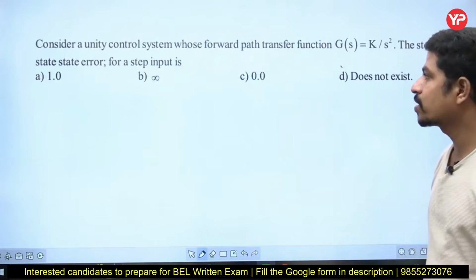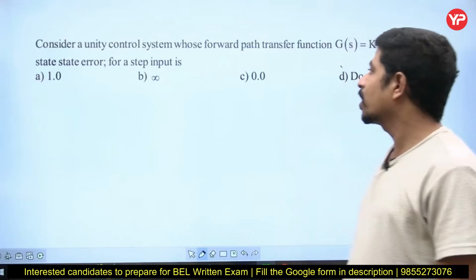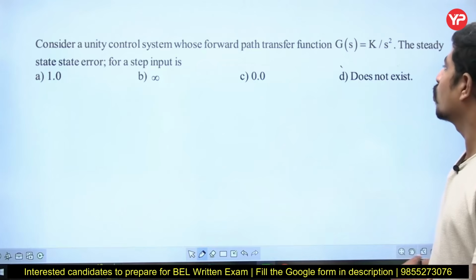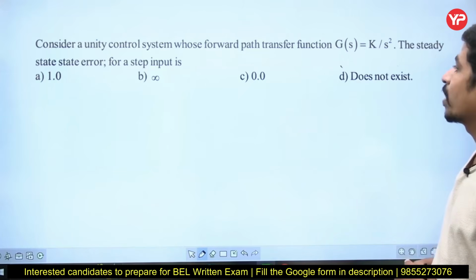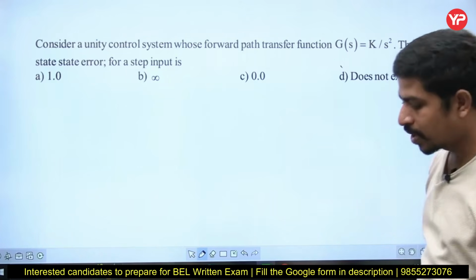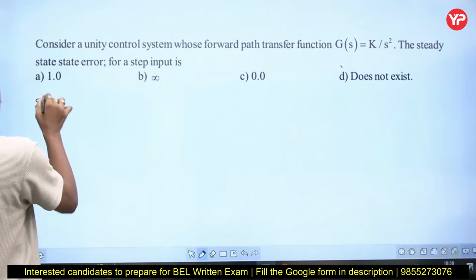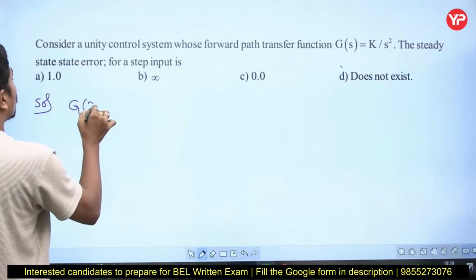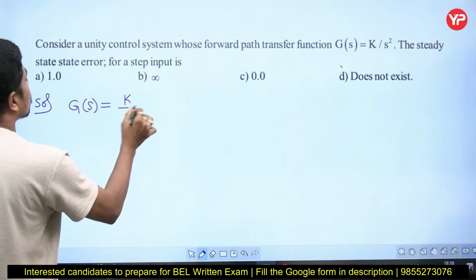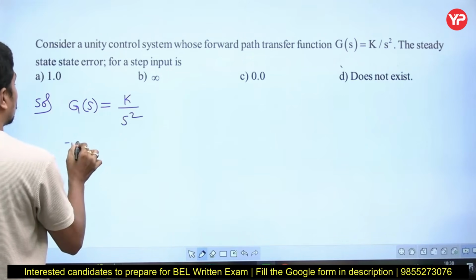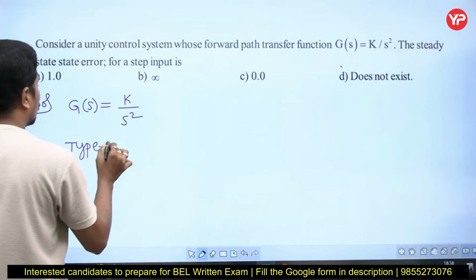Let's go to the next question. Consider a unity feedback control system whose forward path transfer function is K by s square. The steady state error for step input is... See, the type of the system is type 2. G of s is K by s square. What is the type? Type 2 system.